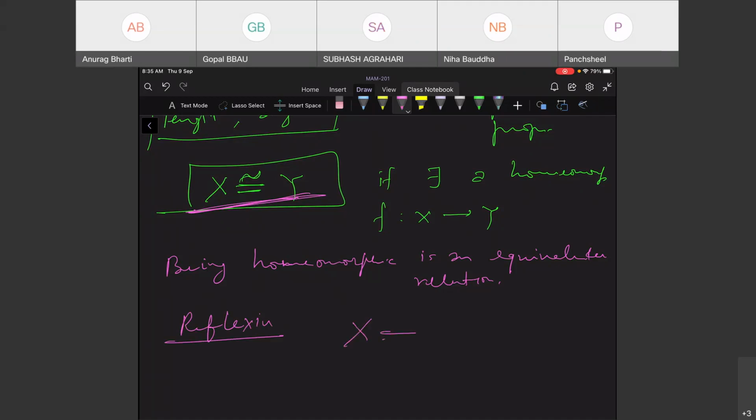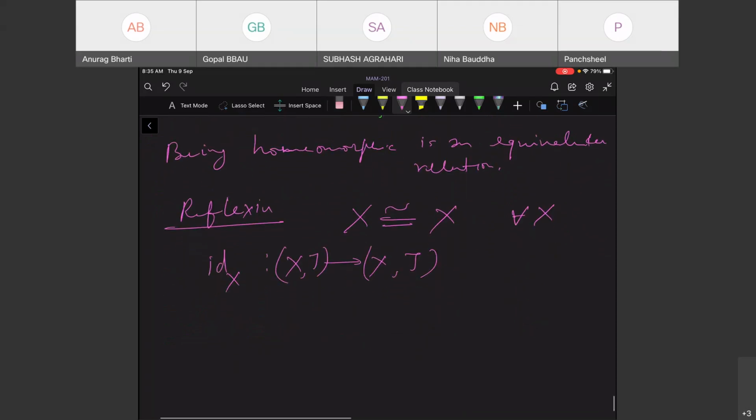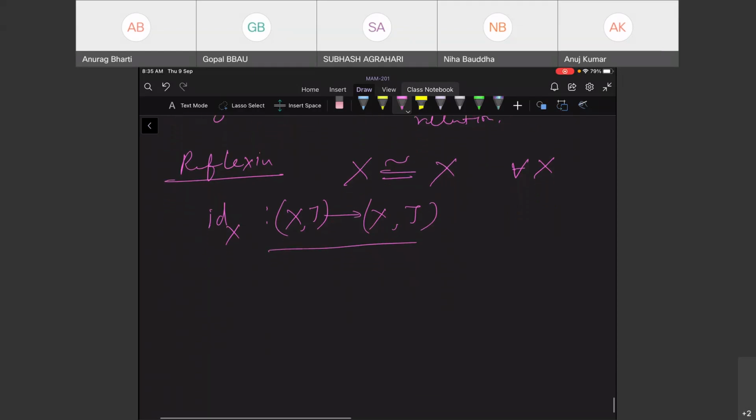Reflexive means X is homeomorphic to X itself, and this is true for all topological spaces. This is clearly true because the identity function from X to X, with the same topology on both sides, is a homeomorphism. Since you get a homeomorphism, these two are equivalent, or homeomorphic.